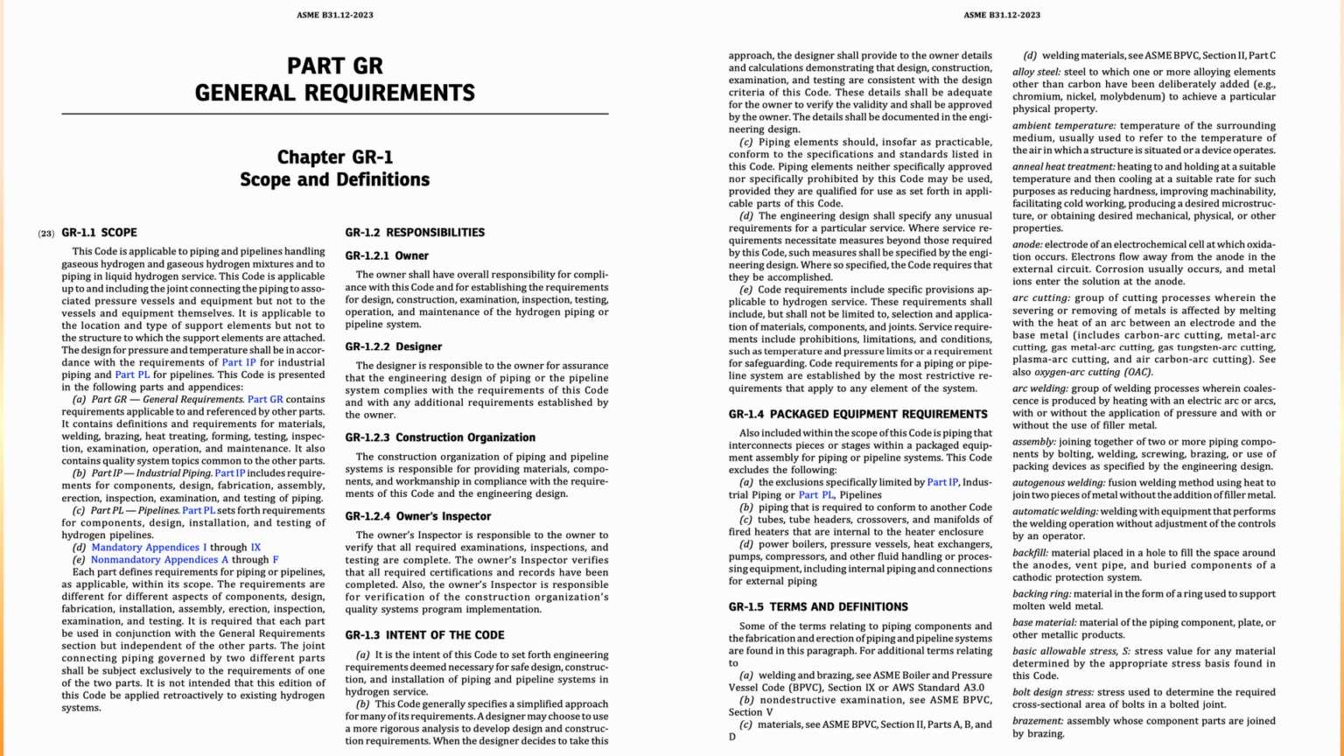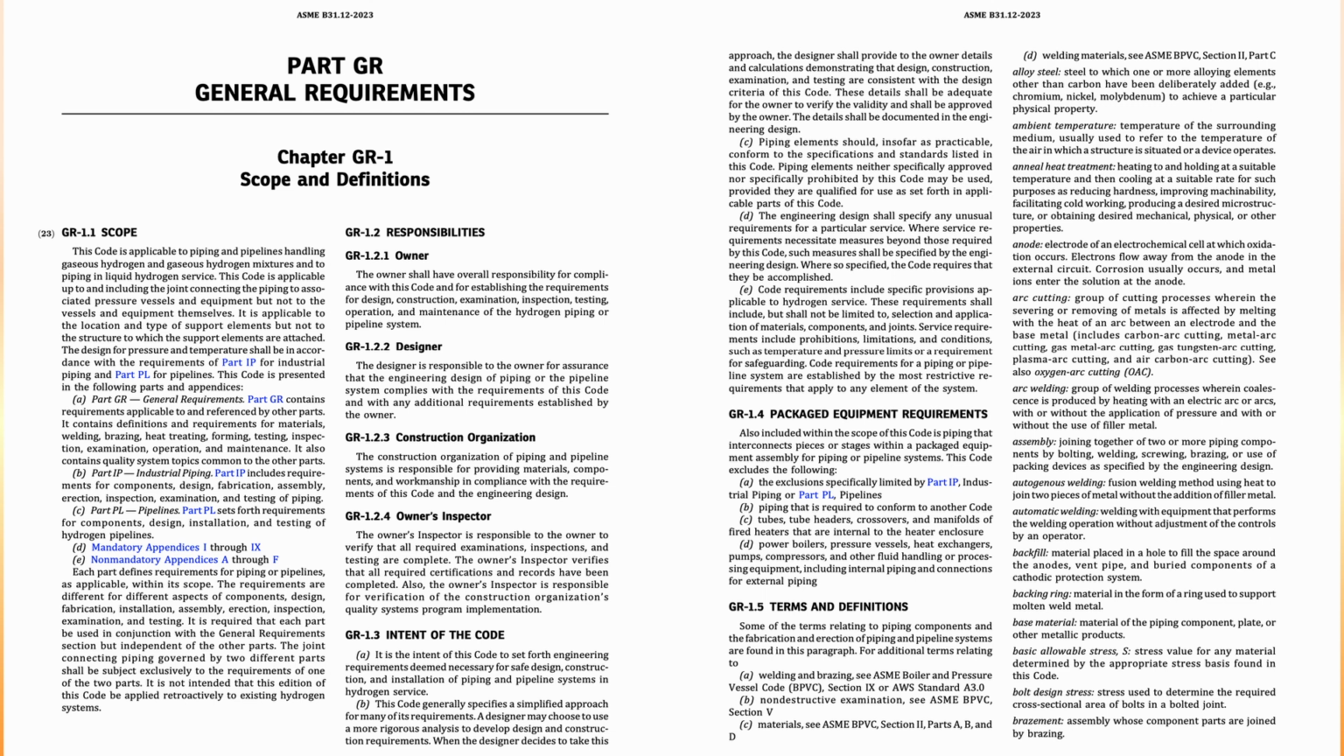It is applicable to the location and type of support elements, but not to the structure to which the support elements are attached. The design for pressure and temperature shall be in accordance with the requirements of Part IP for industrial piping and Part PL for pipelines.